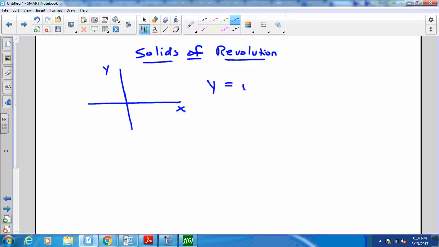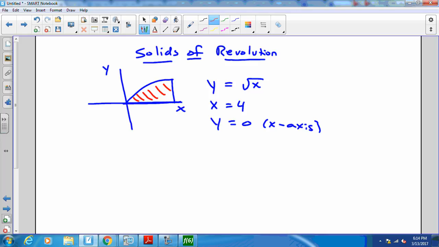For example, consider the curve y equals the square root of x, and the vertical line x equals 4, and the horizontal line y equals 0, which is the x-axis. These curves define a region here. And if you can imagine taking this region and bringing it around the x-axis, like so, then what we have formed now is a solid of revolution. It's sort of bowl-shaped or bullet-shaped here.